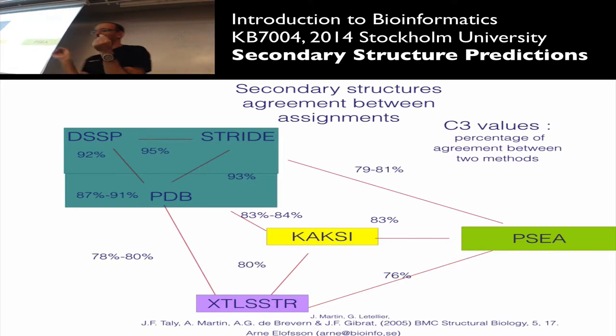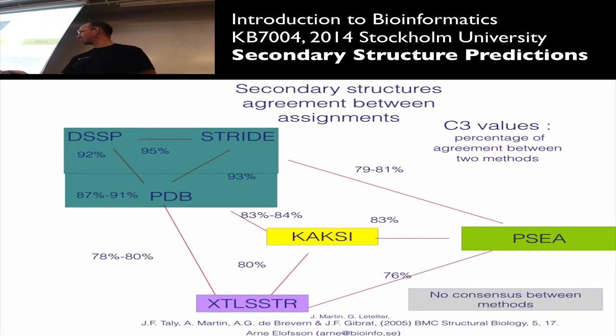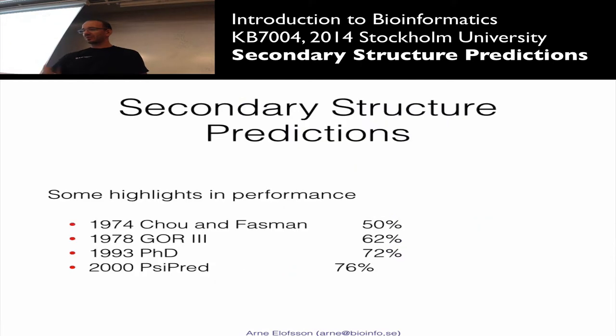The rest are always going to be some differences, particularly at the ends and the beginning of helices and sheets: exactly what is the first residue, exactly what is the last residue. So there's not really consensus between every method. Okay, so after the break, I will talk about some of these secondary structure prediction methods.